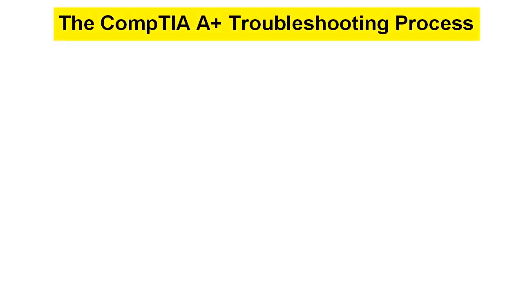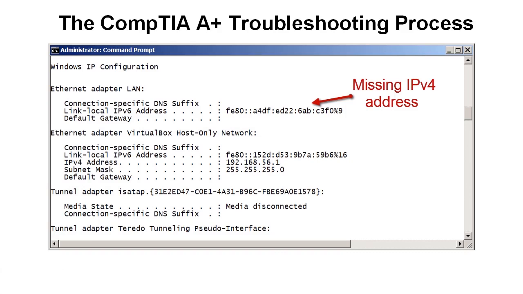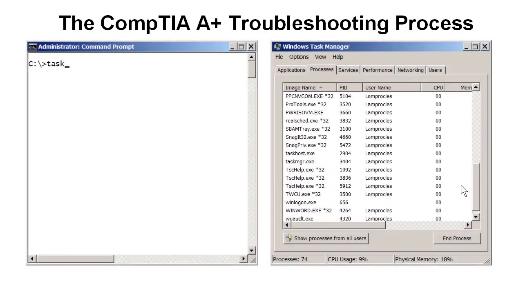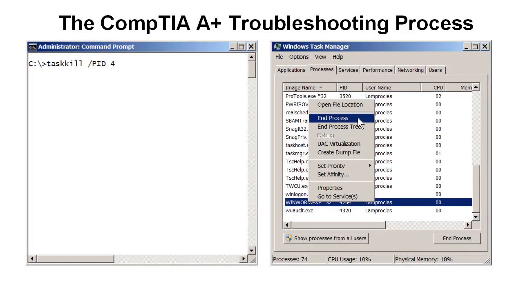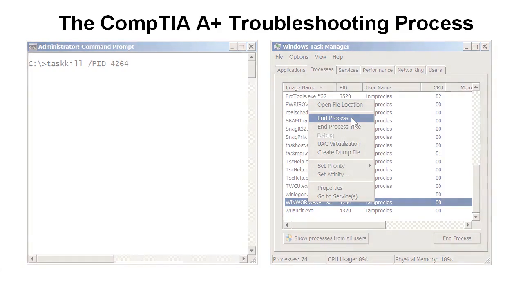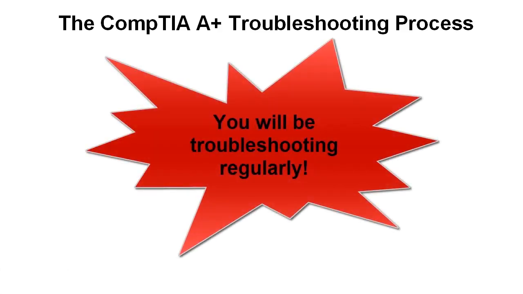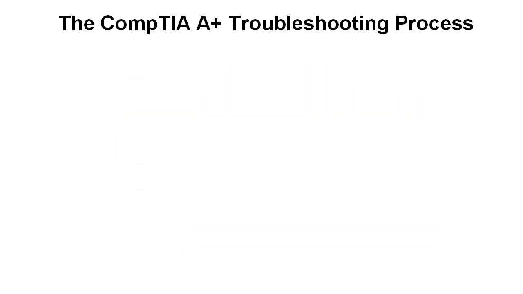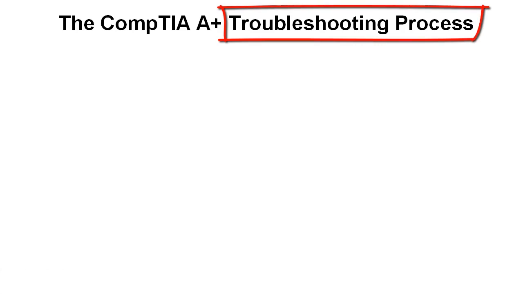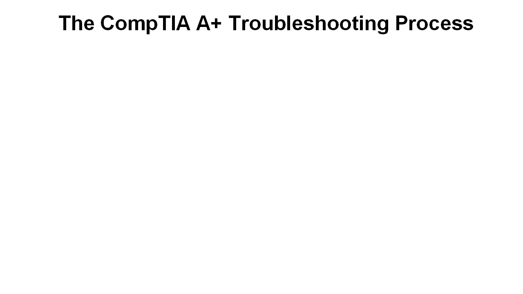The CompTIA A+ troubleshooting process can be very helpful when it comes to repairing computer issues. For example, fixing an IP configuration problem, or perhaps ending a process so that a non-responsive application will close. The possibilities are endless. You never know what you might have to fix. But you do know that you will be troubleshooting on a regular basis. To do so effectively requires the use of a troubleshooting process. Let's talk about troubleshooting methodologies now.